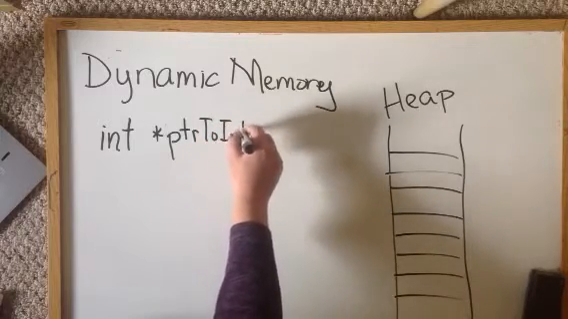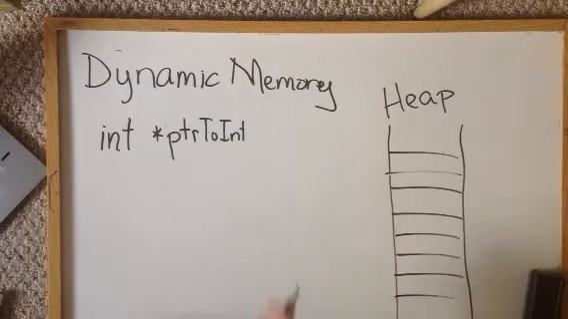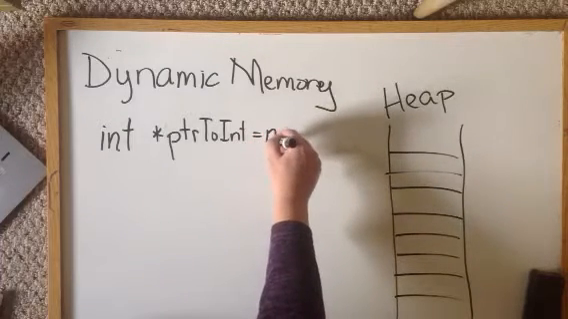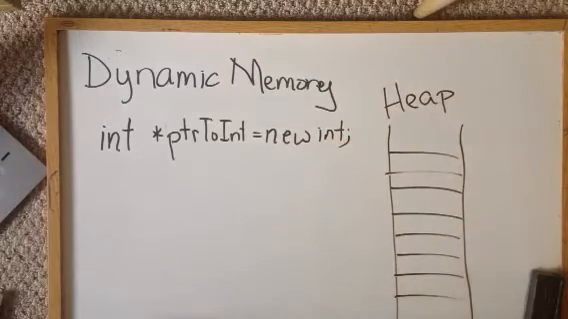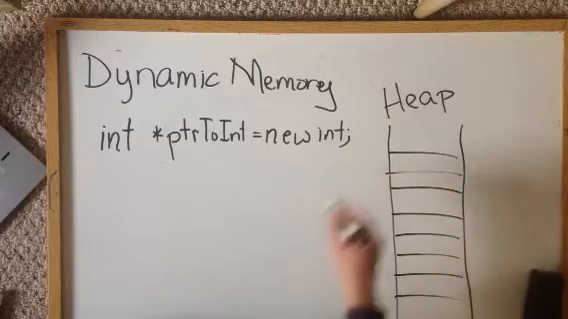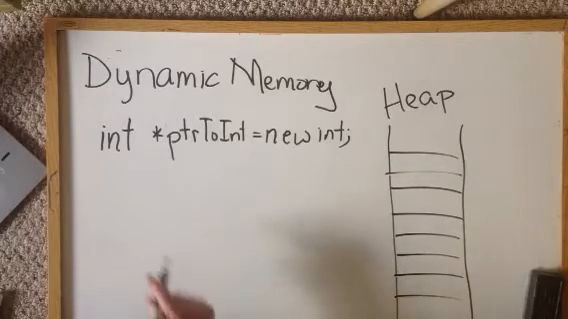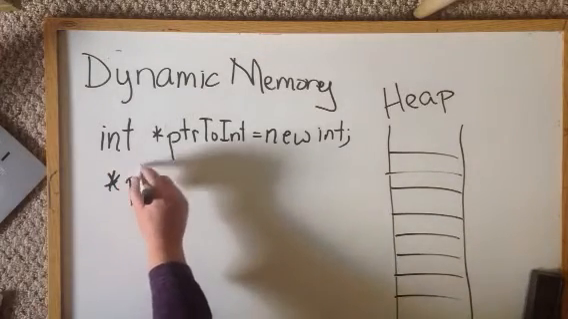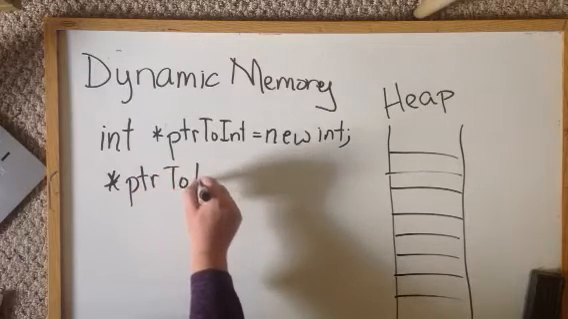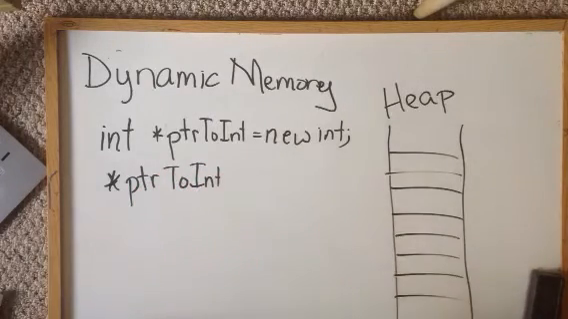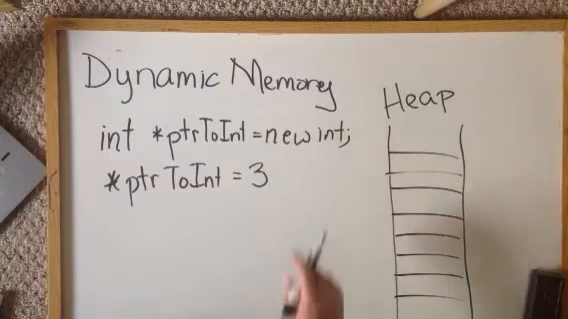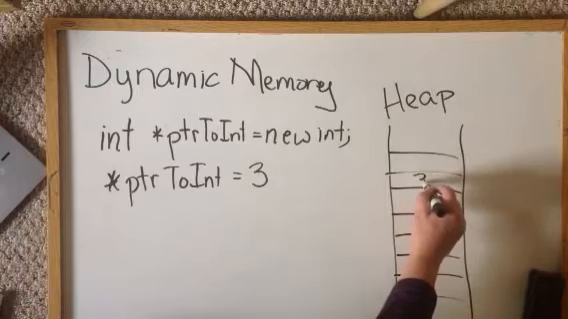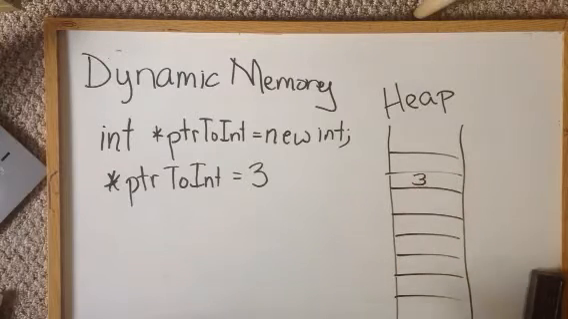So I'm going to call this a pointer to an int. And I'm going to say that is a new int. So that grabs the spot on the heap. And then we can set the value. And let's assign it 3. That spot that it grabbed is a 3.